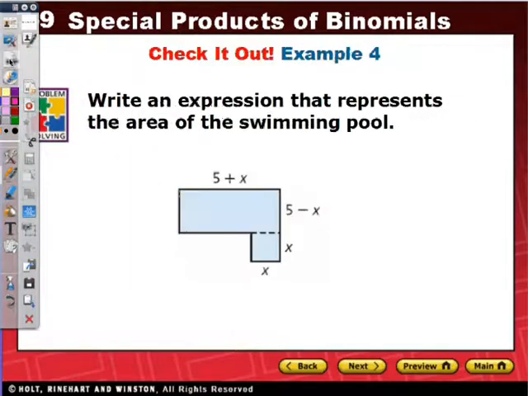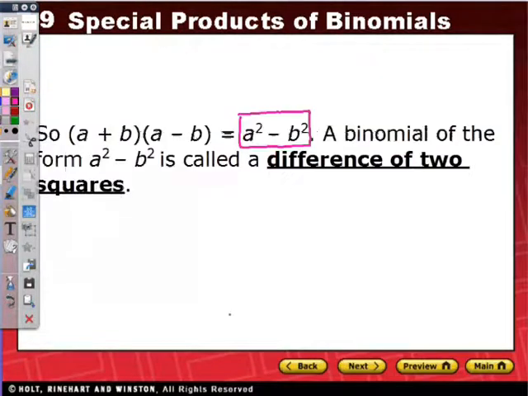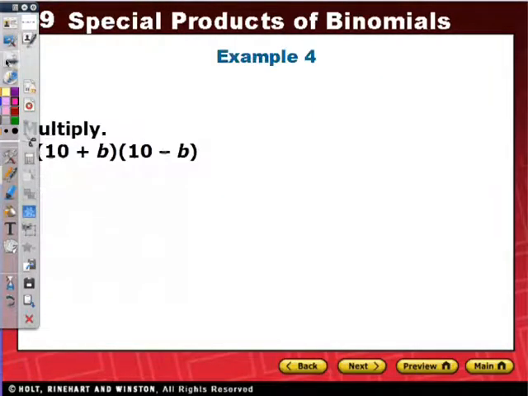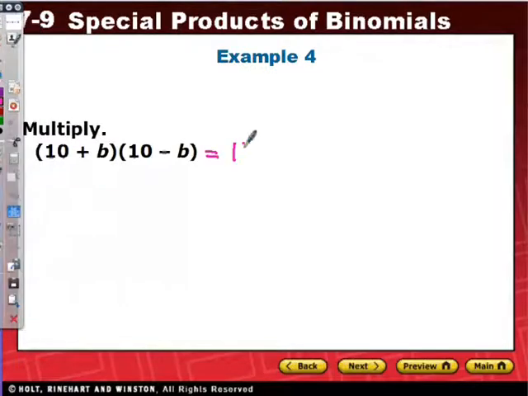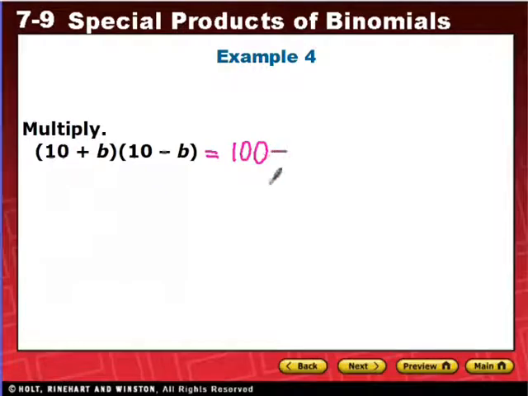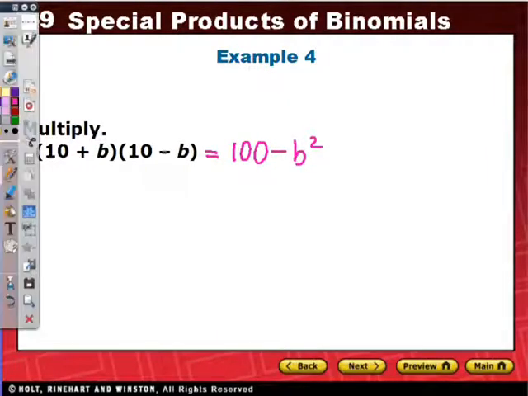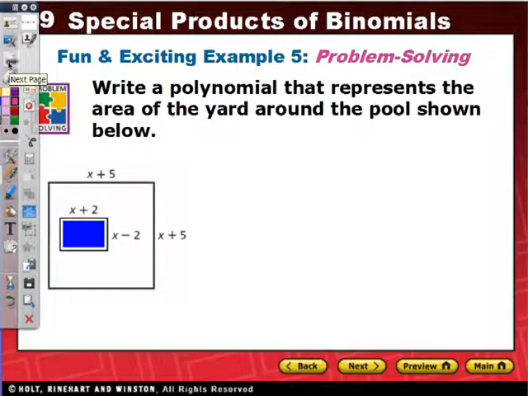How about one more? Here we go. 10 plus b times 10 minus b. Pause it, write down your answer, come back. You're back. You should have gotten 10 squared is 100 minus b times b is b squared. Done. Let's look at a couple word problems. Maybe just one. I don't know. We'll see.